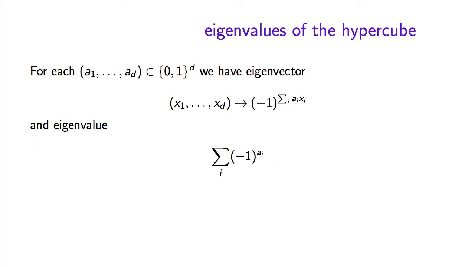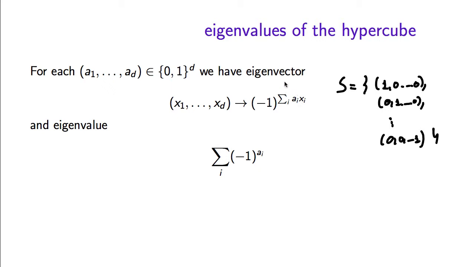Now let's do a computation for the hypercube. In the hypercube, the group has the following characters, as we computed before. And set S is made of all the strings that have exactly one 1. So now to compute the eigenvalue corresponding to this eigenvector, we have to sum the outputs of this function over all the choices of x1 through xd as being of this form.